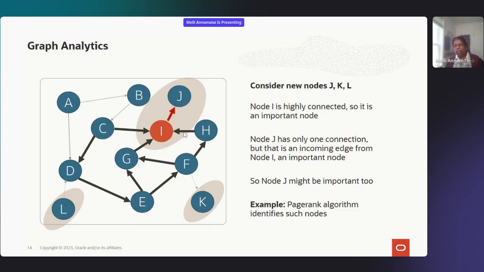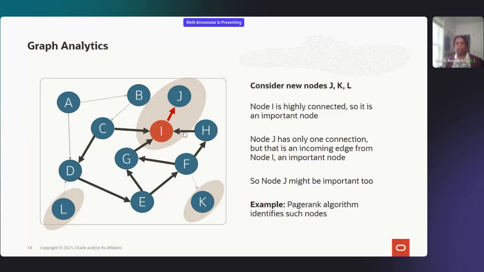So you can say that I is important because there are lots of incoming edges. And you can say J is not important because there is only one incoming edge. But on the other hand, that incoming edge is from a highly connected node. So I is highly connected. And even if J has only one incoming edge from I, this still makes J very important because it is coming from a highly connected node.